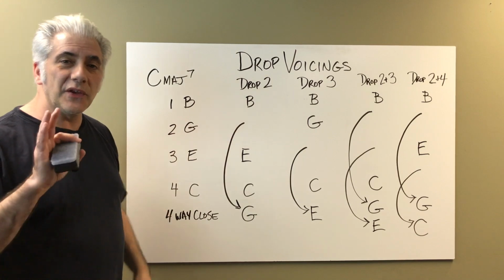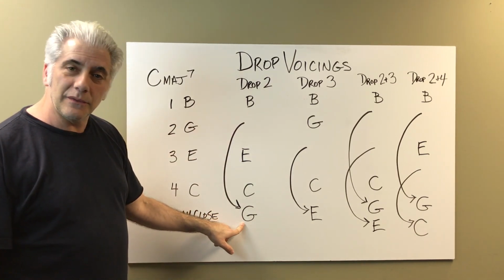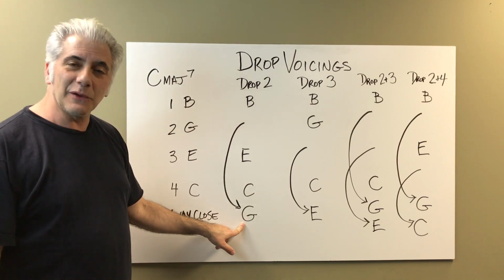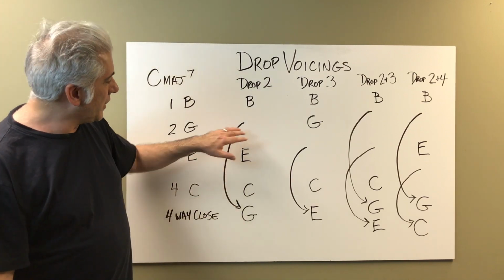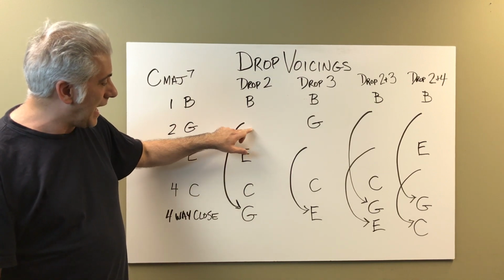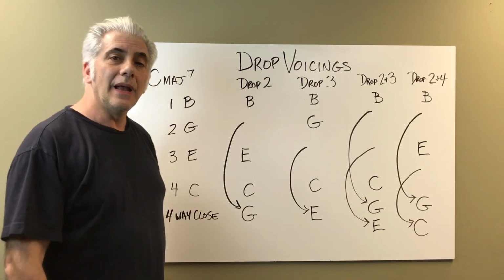So a drop 2 voicing is simply this. You take the second voice from the top and you drop it down the octave, okay? It's kind of like when we do our spread triads where we take the middle note and drop it down. Well, you're taking the second voice from the top, so 4, 3, 2, 1, taking the second voice, dropping it down the octave, and it sounds like this. A drop 2 voicing would be, you take the second note of the chord, the G, and drop it down the octave. So that would be a C major 7 drop 2 voicing.